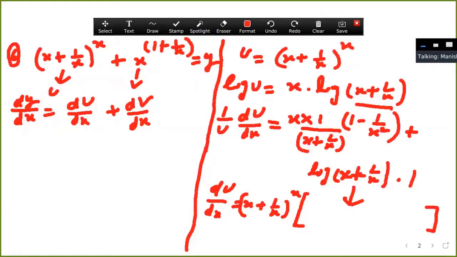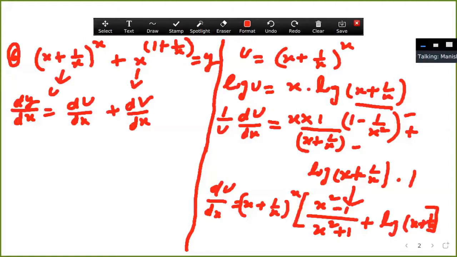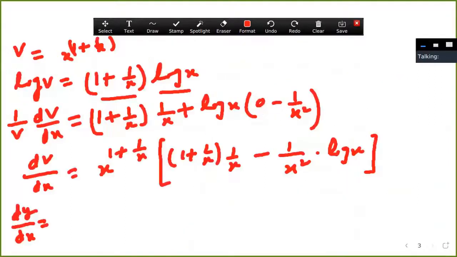Du upon dx, if you simplify this part, you are getting x square. After simplification you will get (x square minus 1) upon (x square plus 1). Take the LCM of the statement in bracket in numerator and denominator and simplify it. You are getting this one, plus log of (x plus 1 upon x). Now if you collect these terms, du upon dx and dv upon dx, you are getting the answer like this.